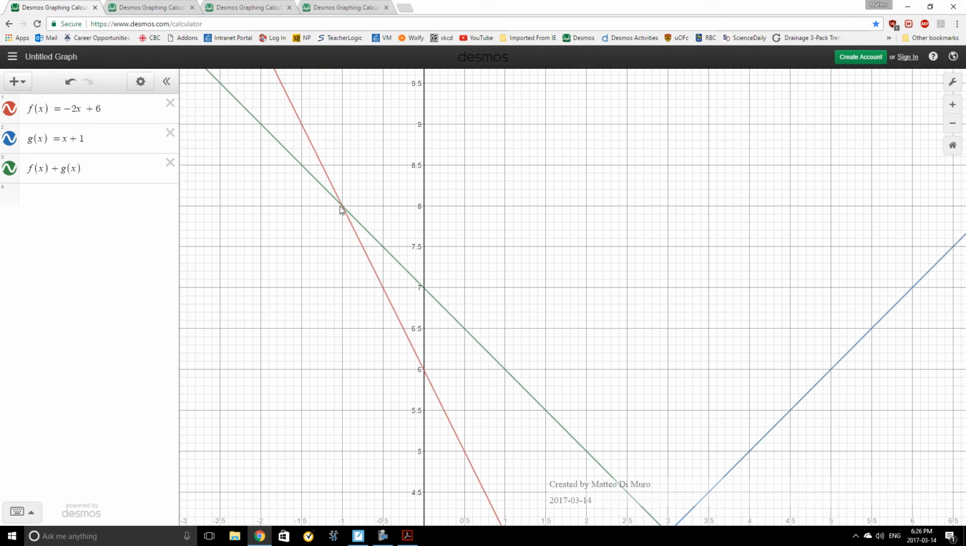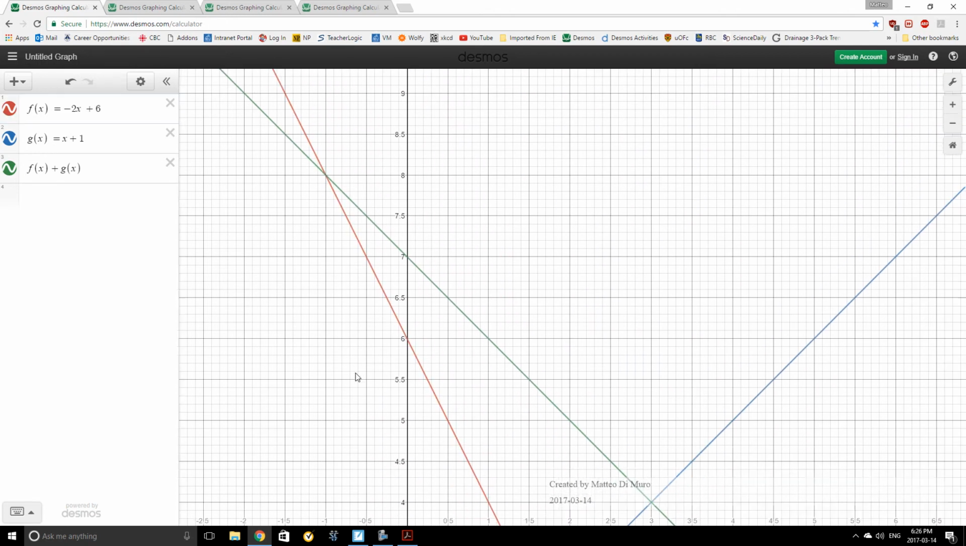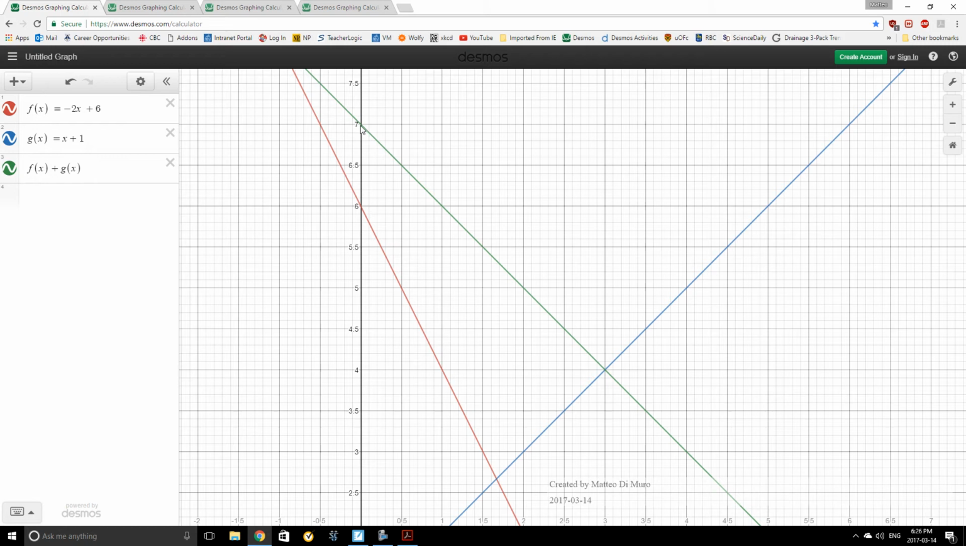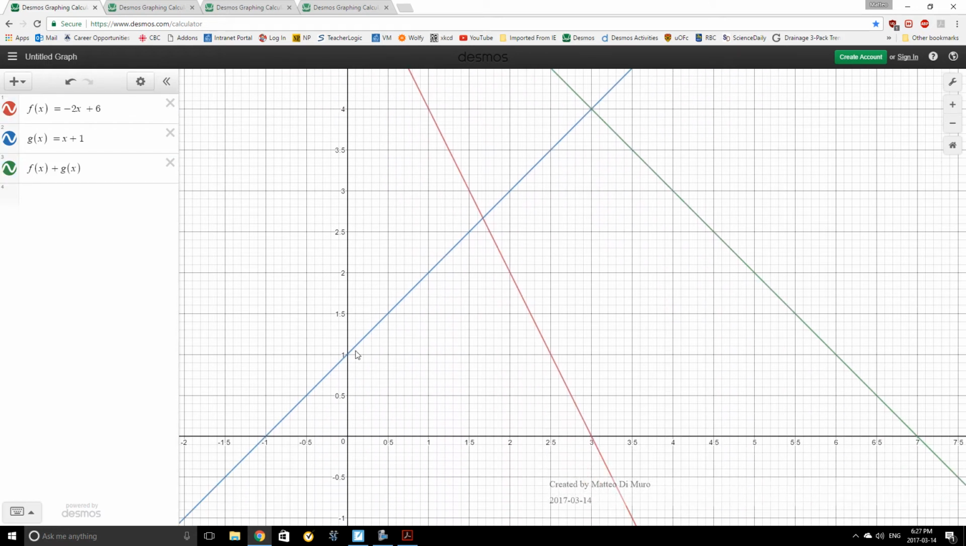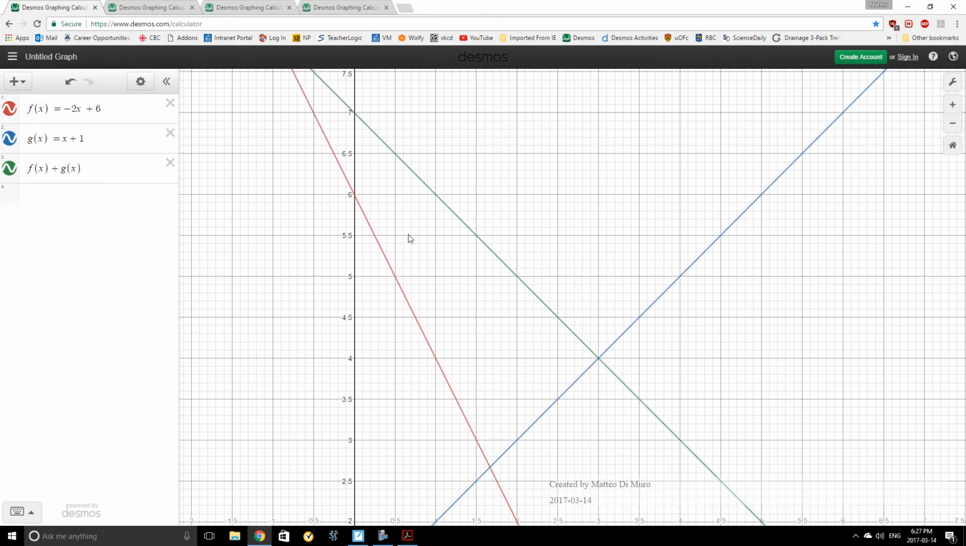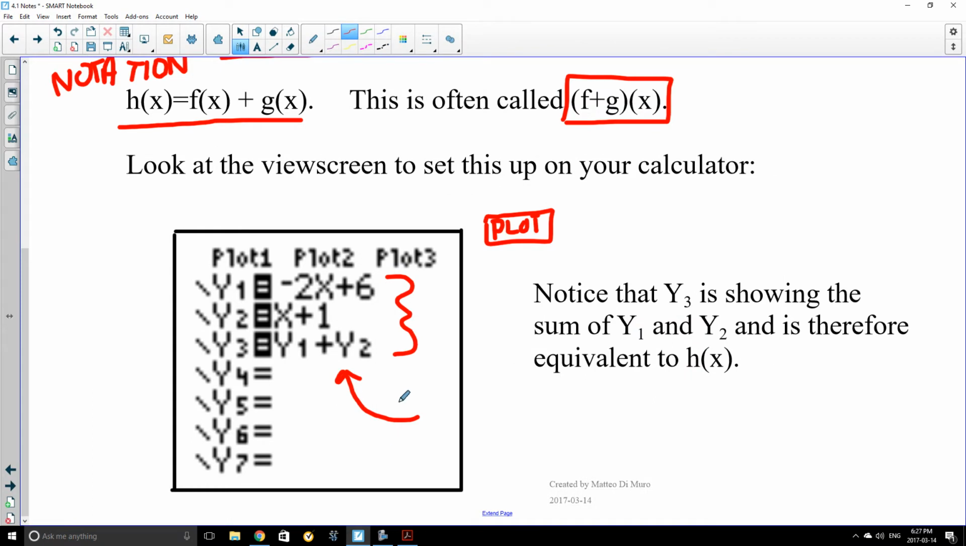If you look at the y-intercept here of f plus g of x, it's 7. That makes sense, because on the red function the value for y is 6, and on the blue function it's 1. 6 plus 1 is 7. So all that happens when you add these things together is that the y values add up.